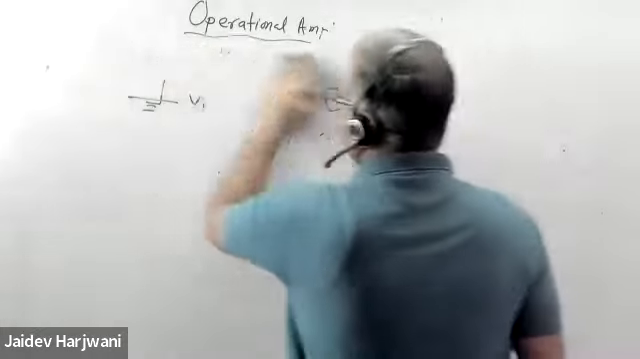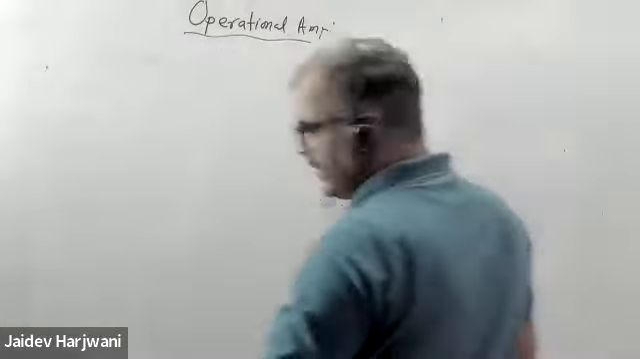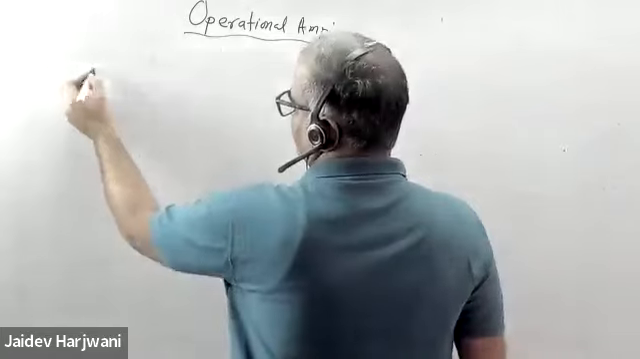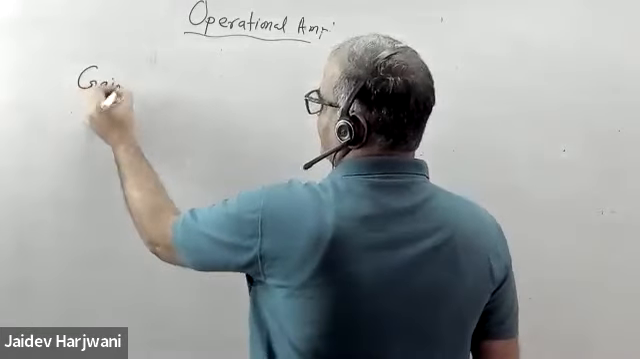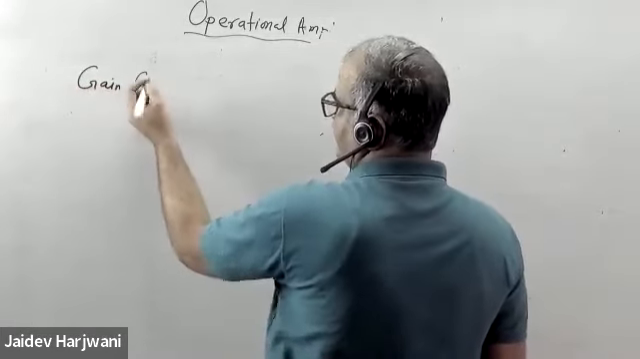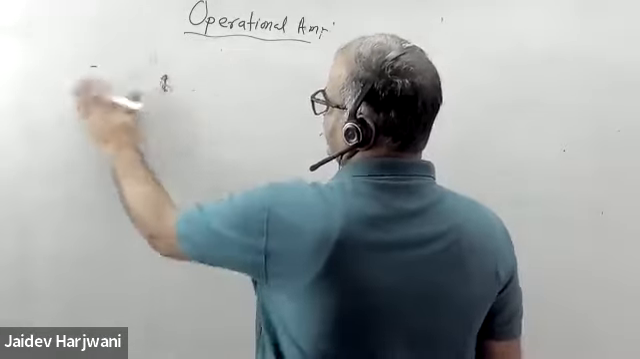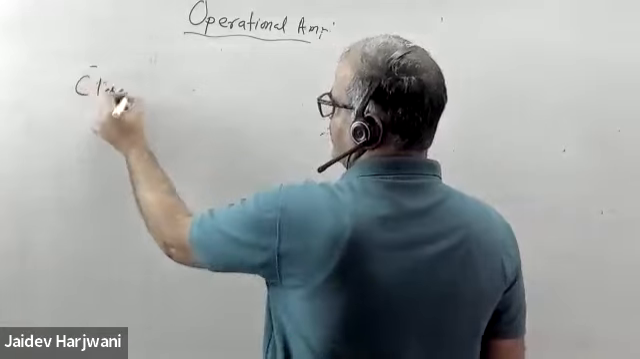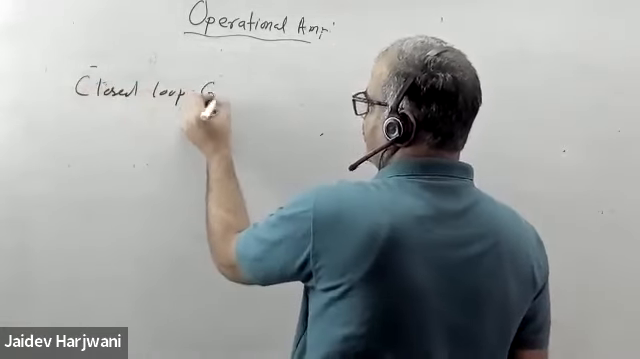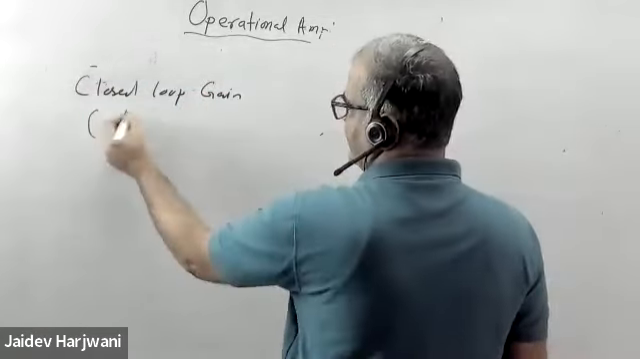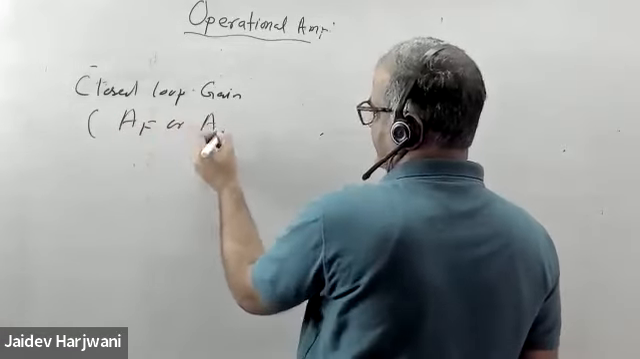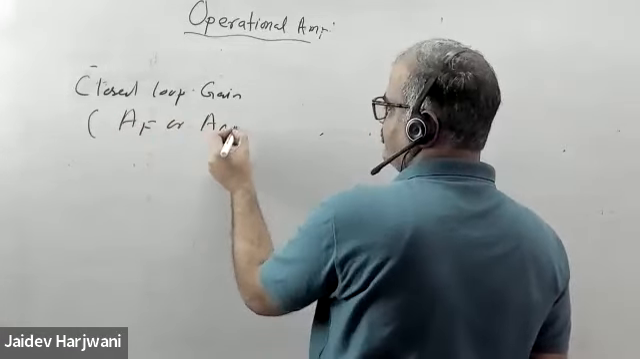So let me now put the heading: gain. Closed loop gain. Closed loop gain is basically written as AF or ACL, the closed loop gain.